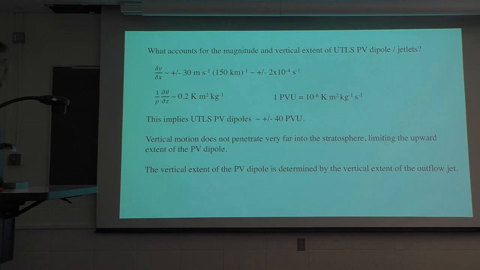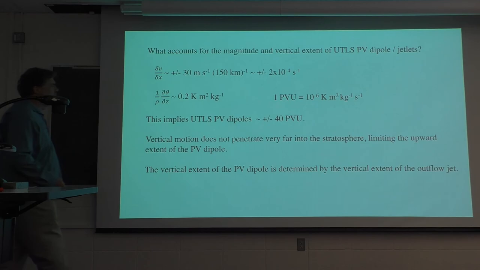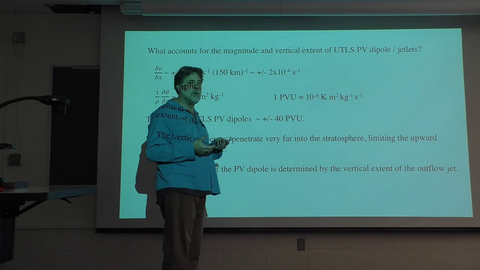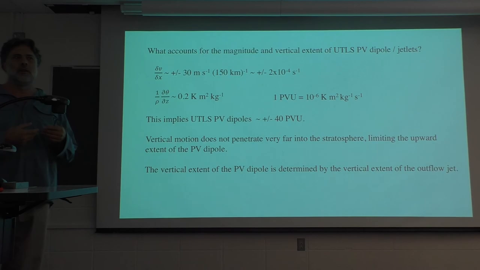We'd argue that the vertical motion does not penetrate very far into the stratosphere, which limits the upward extent of the PV dipole. And the vertical extent of the PV dipole is determined by the vertical extent of the outflow jet. Once I start thinking in those terms, then it made perfect sense to me why the PV dipole is confined to where it is. It's where that little jetlet is.